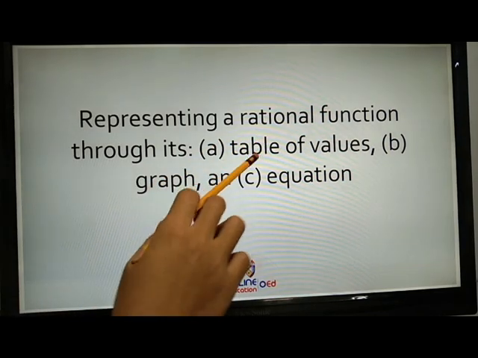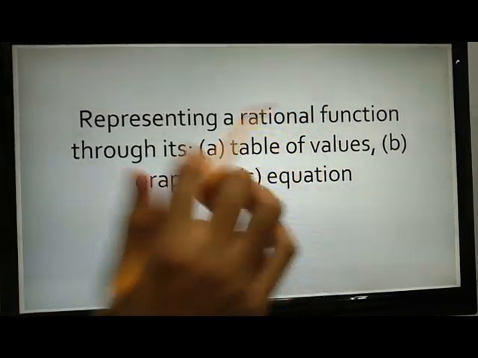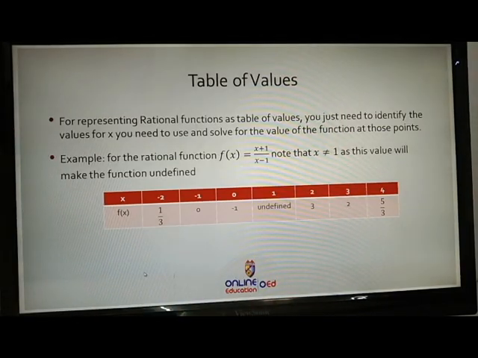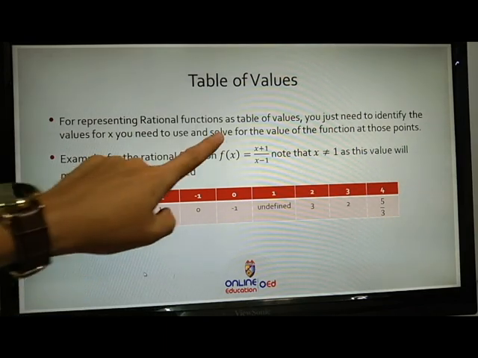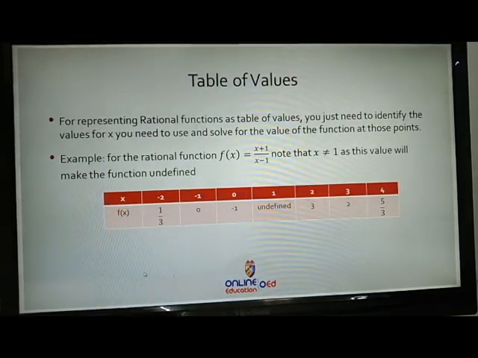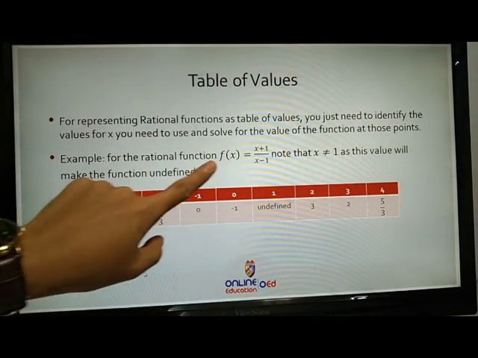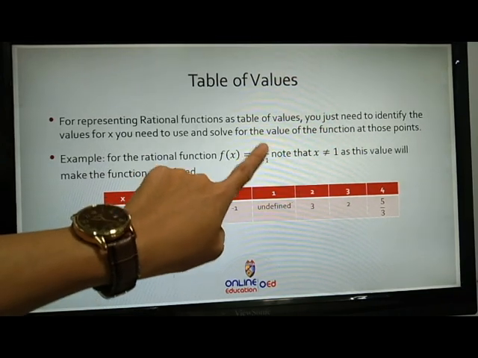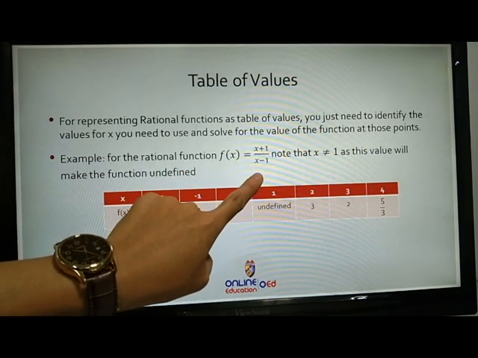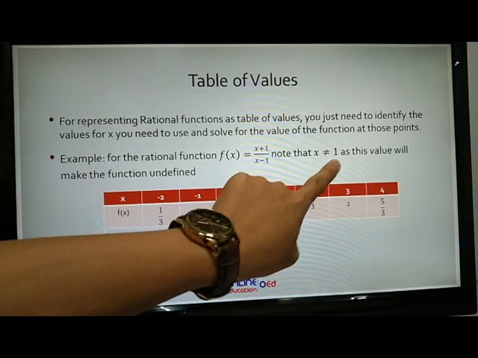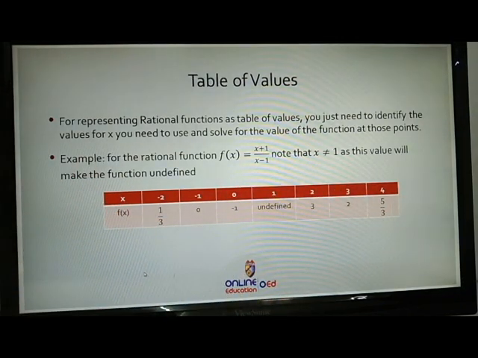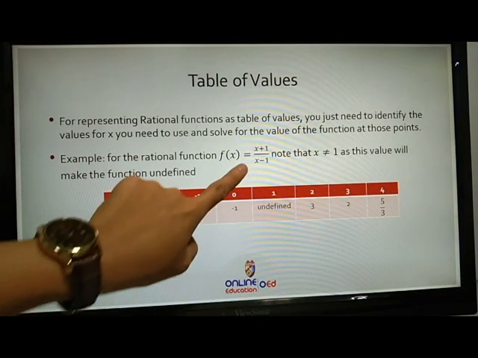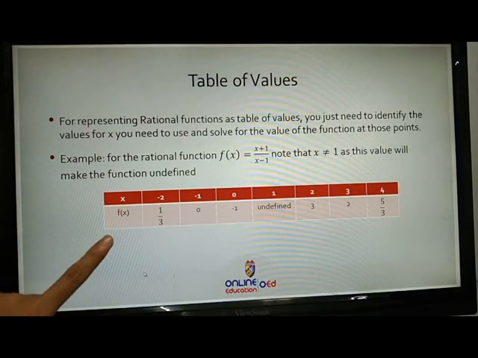So, representing rational function through its table, values, graph, and an equation. So, table of values. For representing rational function as table of values, you just need to identify the values for x you need to use and solve for the value of function at those points. So, example, for the rational function f of x, x is equal to x plus 1 over x minus 1. Note that x is not equal to 1 as this value will make the function undefined.